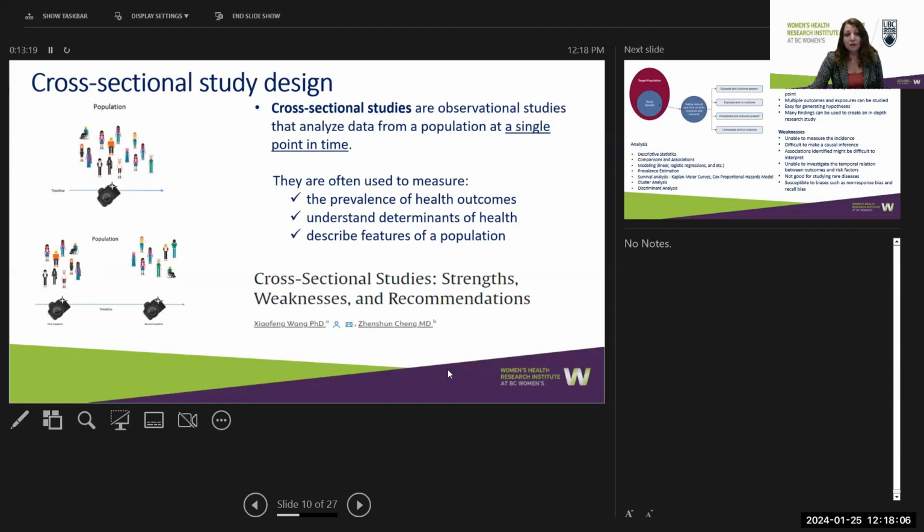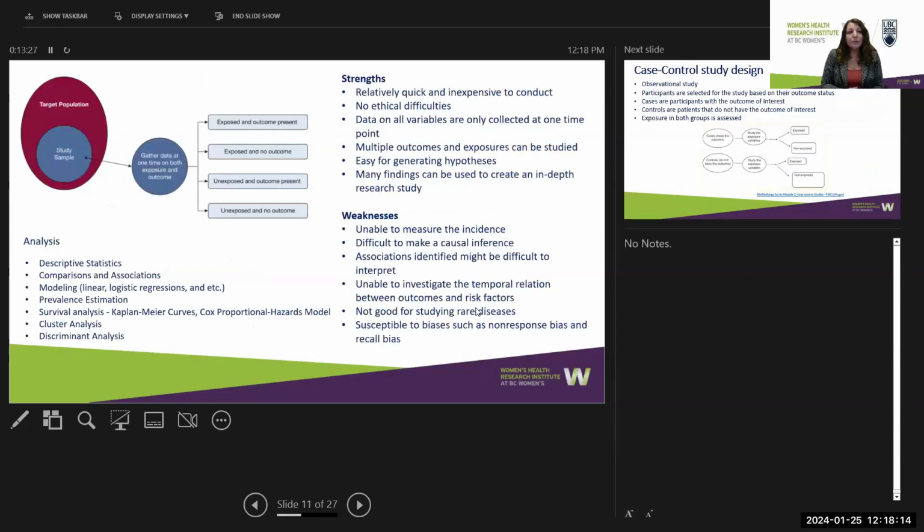So I took some examples from a specific paper about strengths and weaknesses of study designs. So here, for a cross-sectional study, you see the flow chart of how it can be done.